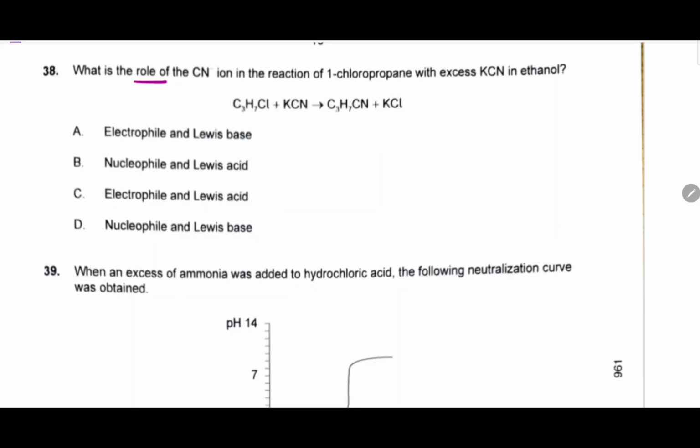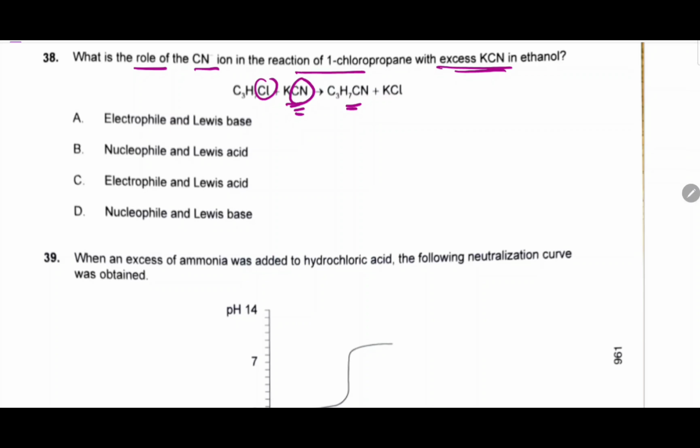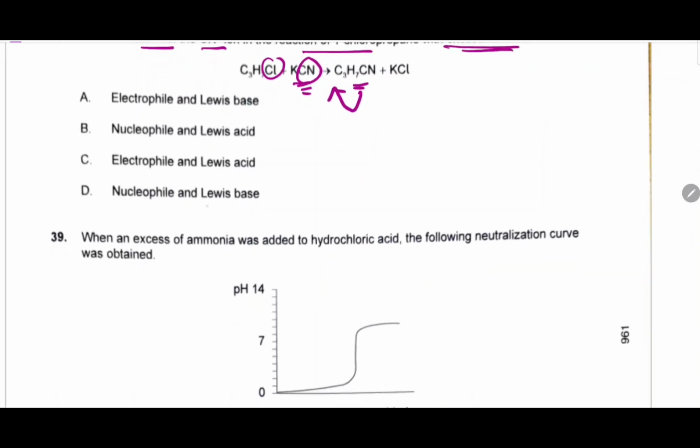Next question is question 38, which asks: what is the role of the CN minus ion in the reaction of 1-chloropropane with excess KCN? When this reaction takes place, the Cl is replaced by CN minus ions, so the CN minus ions are nucleophiles. What they are doing is donating the electron pair to the carbon and forming a bond. Therefore, they donate a lone pair, hence they act as a Lewis base and a nucleophile. Lewis base and nucleophile, answer is D.